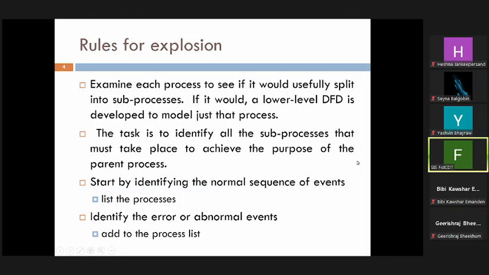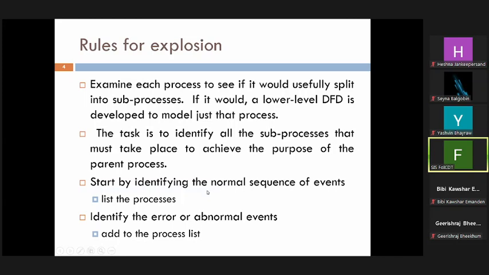So the task is to identify all sub-processes in order to achieve the purpose of the parent process. Be careful, we are not talking about a flowchart. We are doing DFD itself. It's about sub-processes, not about a flowchart. Flowchart you'll take up in another lecture. For the time being, don't mix the two.